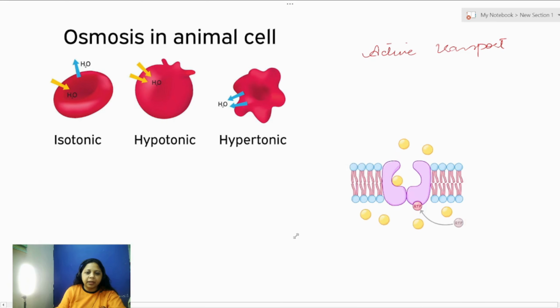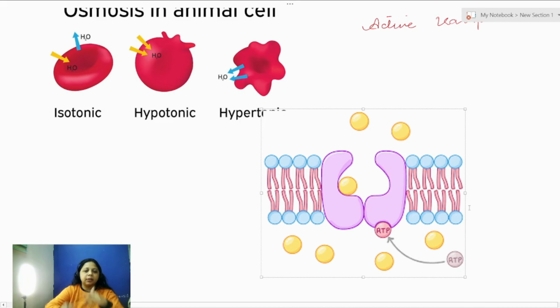Okay, it's a cell membrane, right? The upper one, the smaller blue ones. This purple is the carrier protein. Now, the molecules are already higher. Already there are four, right? But the molecules have to go inside somehow, so they move with the help of proteins.